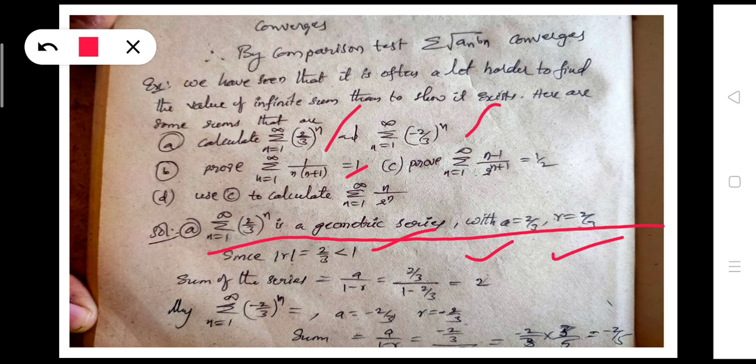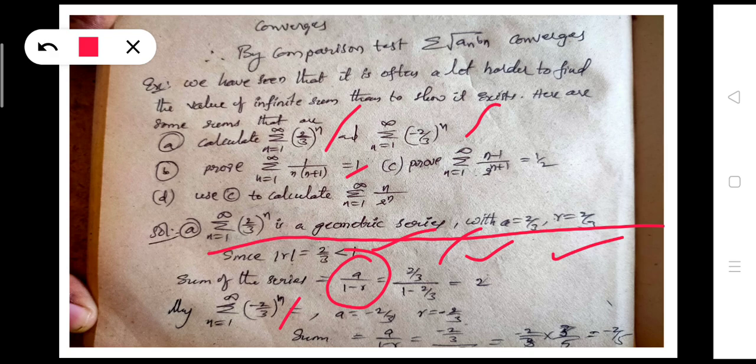The formula for the sum of a geometric series is a by 1 minus r. Here a is known and r is known. Substituting these values in this formula, we get (2/3) by (1 minus 2/3), which is equal to 2 only. Similarly, consider the sigma from n equals 1 to infinity of (minus 2 by 3) whole power n.